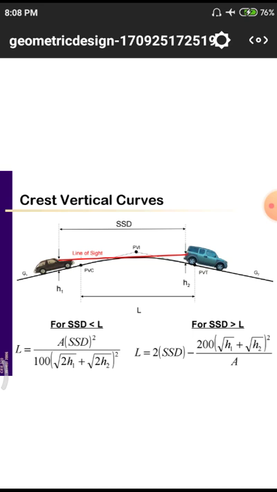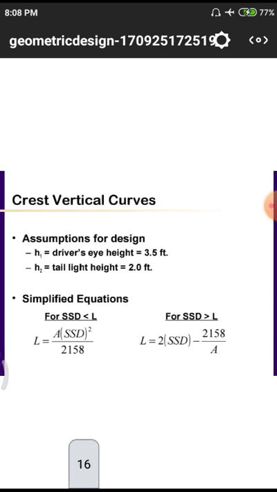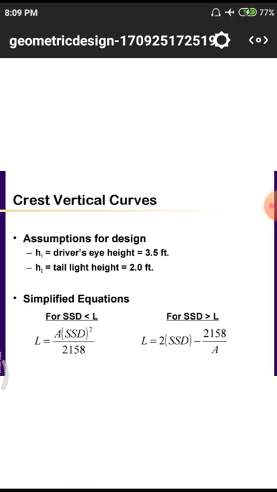What is the proper sight distance for a particular length? If the sight distance is greater than length, what we have, less than length, what we have. So that in both cases we have to observe the formulas and we need to calculate those two things. L with respect to greater than the sight distance, with respect to less than the sight distance. These two are the simplified equations.